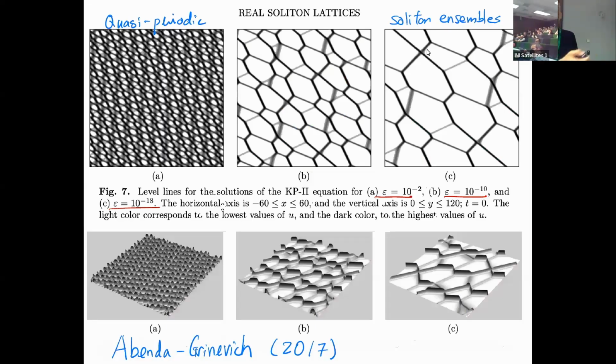Okay, so this is the last one. This is actually one I really like to do, a two-dimensional soliton gas. So what you are seeing is, by the way, done by Abenda and Grinevich about the KP soliton. And the left side picture is to put in the theta function and produce the quasi-periodic solution, and this is it. Okay?